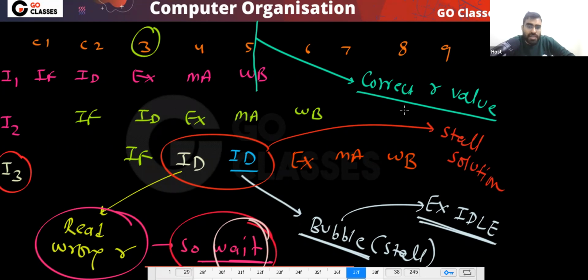Can you notice? We are getting the correct execution. Yes, we are getting the correct execution. This is what we want. That's it. This is your hardware solution. Understood?